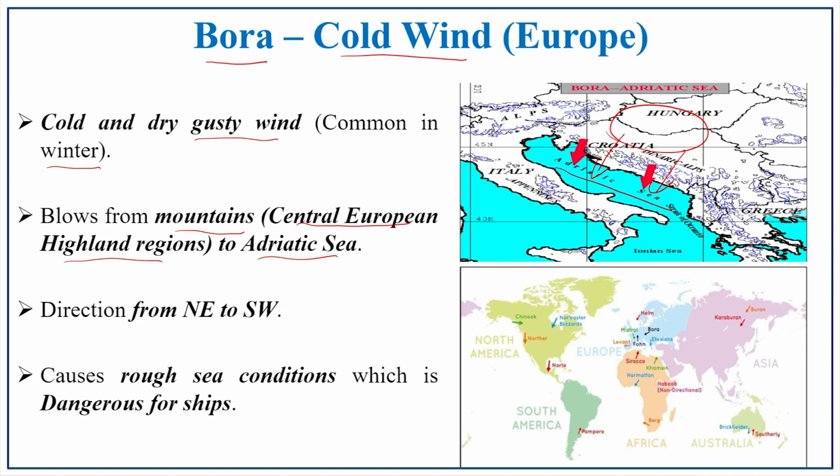So, what is the direction of this Bora wind? The direction of the Bora wind is northeast to southwest. Here you can see the northeast to southwest direction will be the direction of the Bora wind. It causes rough sea conditions which are dangerous for ships. For sailing, this wind is not very supportive; it causes a very adverse condition in this sea region, that is, the sea will be very rough. So, sailing a ship during the blowing of this wind is not advisable.